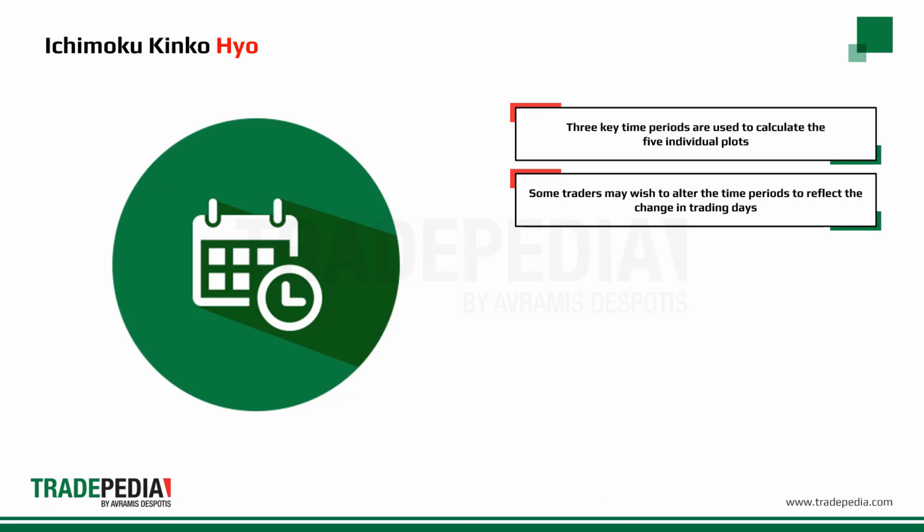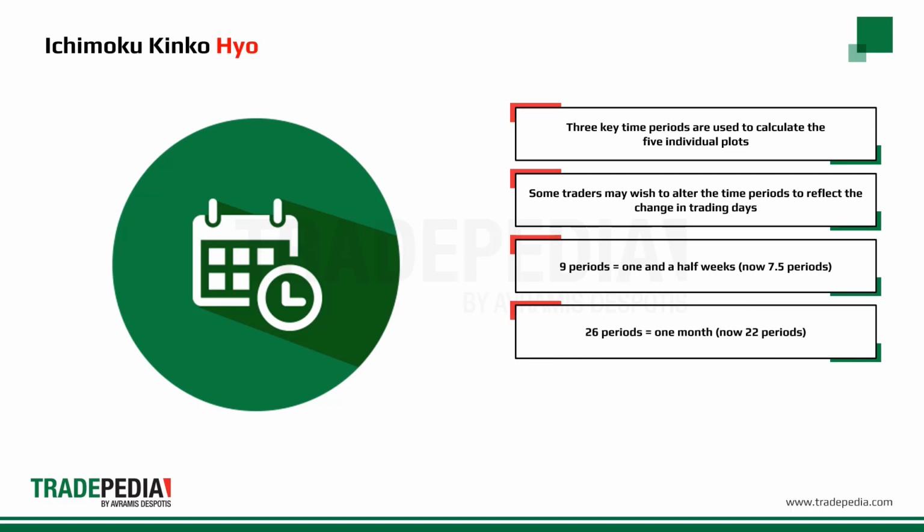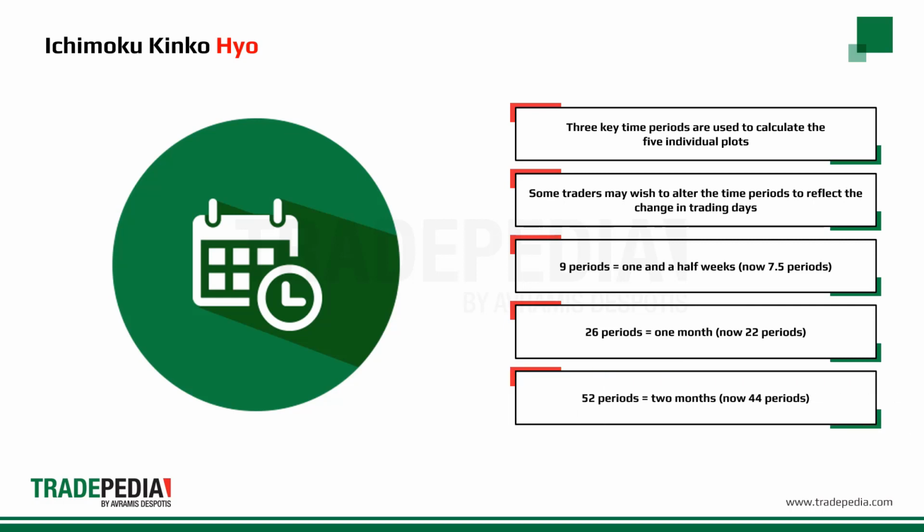The default periods used are 9 periods representing 1.5 weeks, which could now be changed to 7.5 periods. 26 periods representing 1 month, which could be changed to 22 periods. And 52 periods representing 2 months and could be changed to 44 periods.